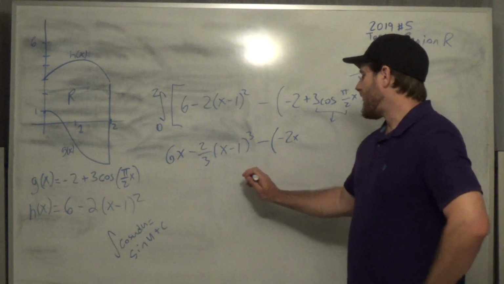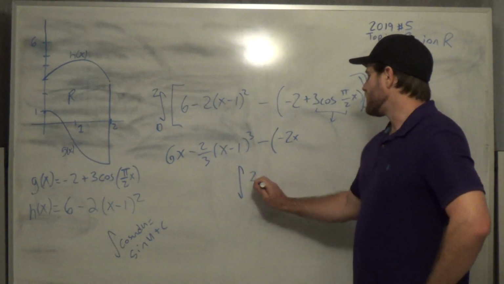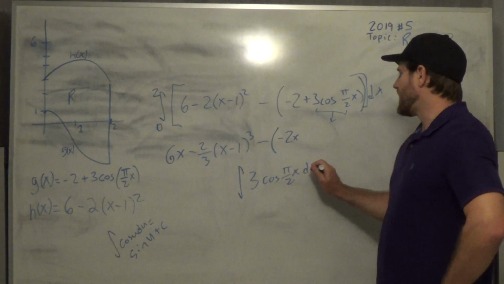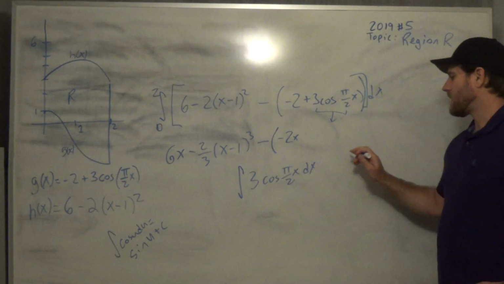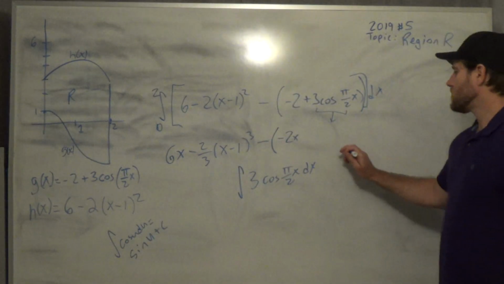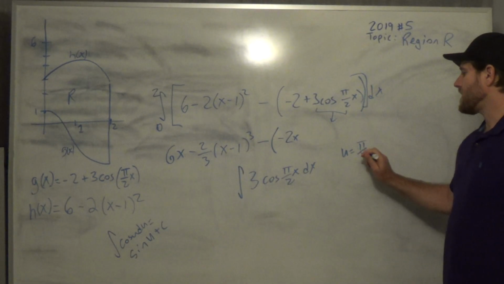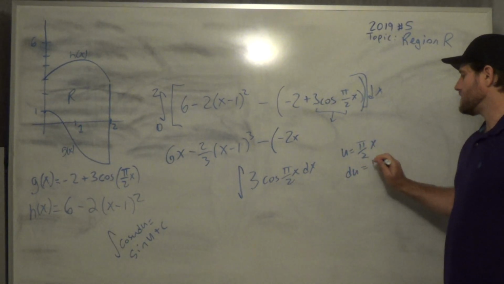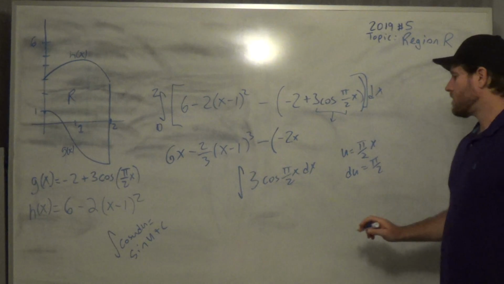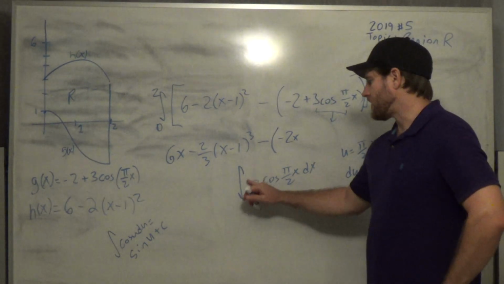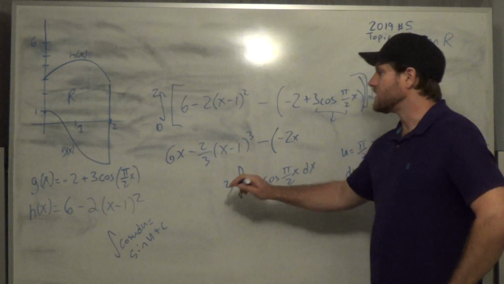But anyways, so if I want to take the antiderivative of 3 cosine pi over 2x dx, the first thing I would do is u substitution, because I need this to be a cosine u. So if my u is pi over 2x, my du should just be pi over 2. Now if I want my du to be pi over 2, first of all, this 3 is not what I want, so I'd have to take the 3, slide it to the outside.